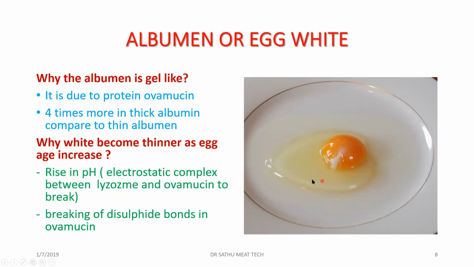I hope you understand, because the ovomucin-lysozyme complex will break. Why does it break? Because of loss of carbon dioxide, the pH will start increasing. Once the pH starts increasing, the ovomucin-lysozyme complex will break, and the disulfide bonds in the ovomucin will break. So the gelling property will be lost. It becomes thinner and thinner. So when you break the egg, and you find there is no thick albumin, or the thick albumin is very thin-like, then we can say it is an aged egg.